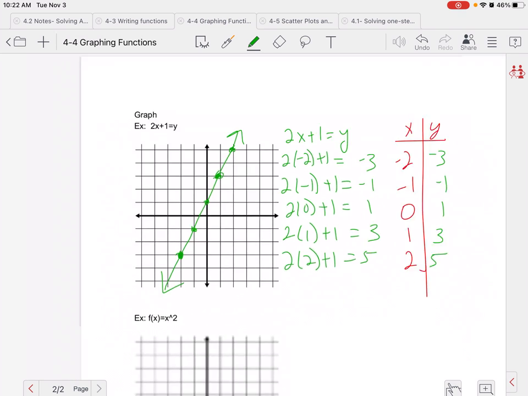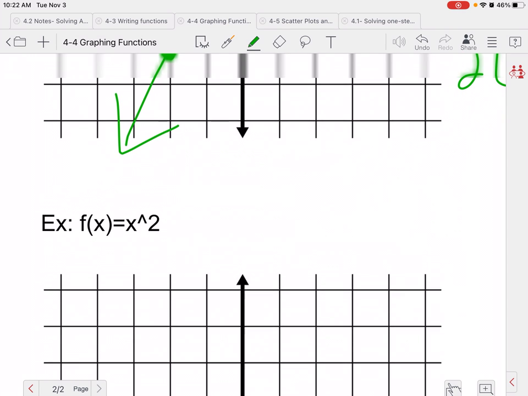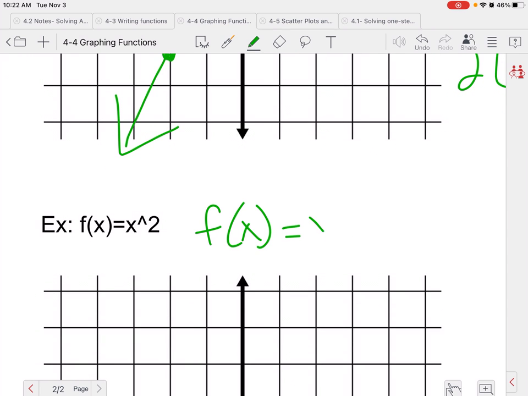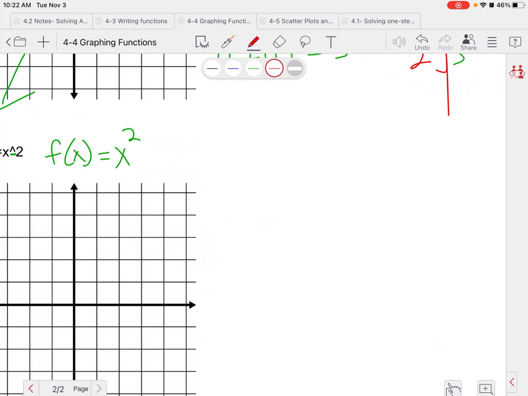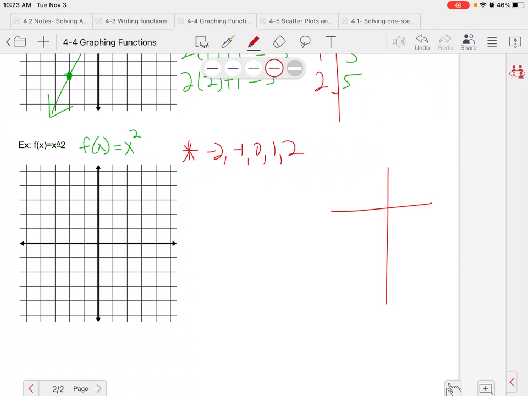All right. Let's try this last one here. Now, this is f of x equals x squared. That just means that we have an exponent. So again, what numbers would you choose to plot? I would choose negative 2, negative 1, 0, 1, and 2. And I'm going to put those in my t-table.